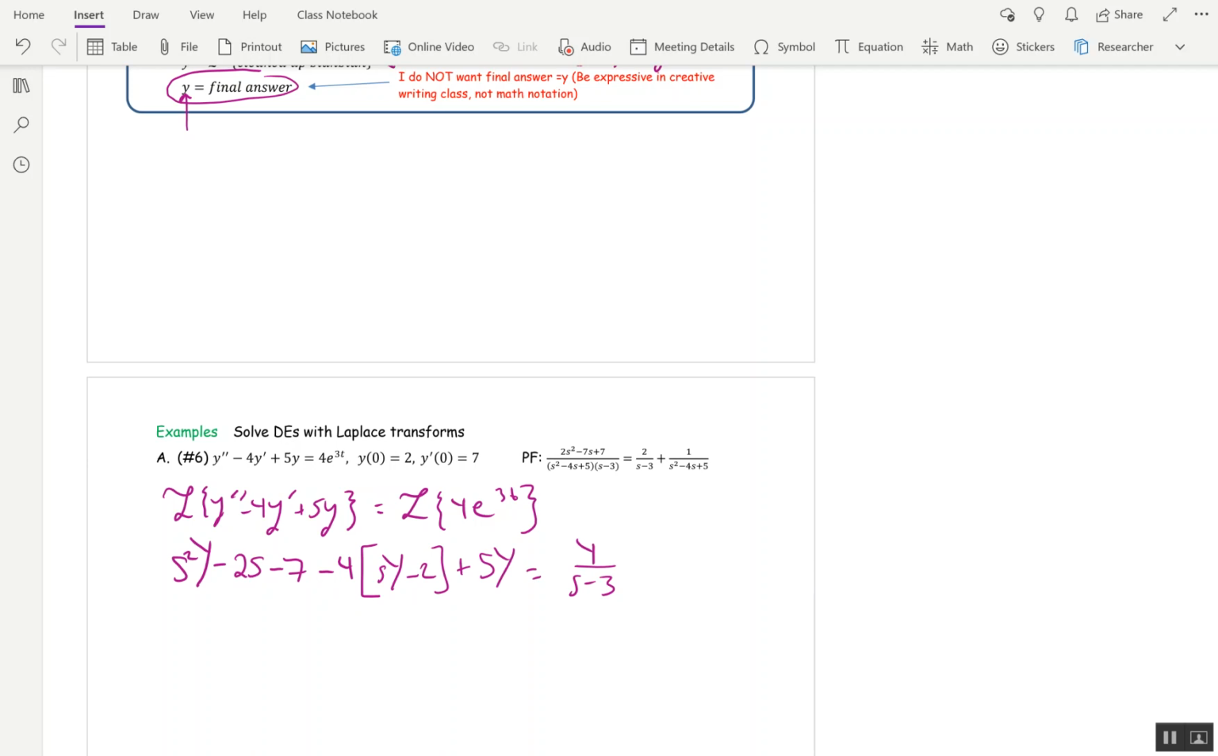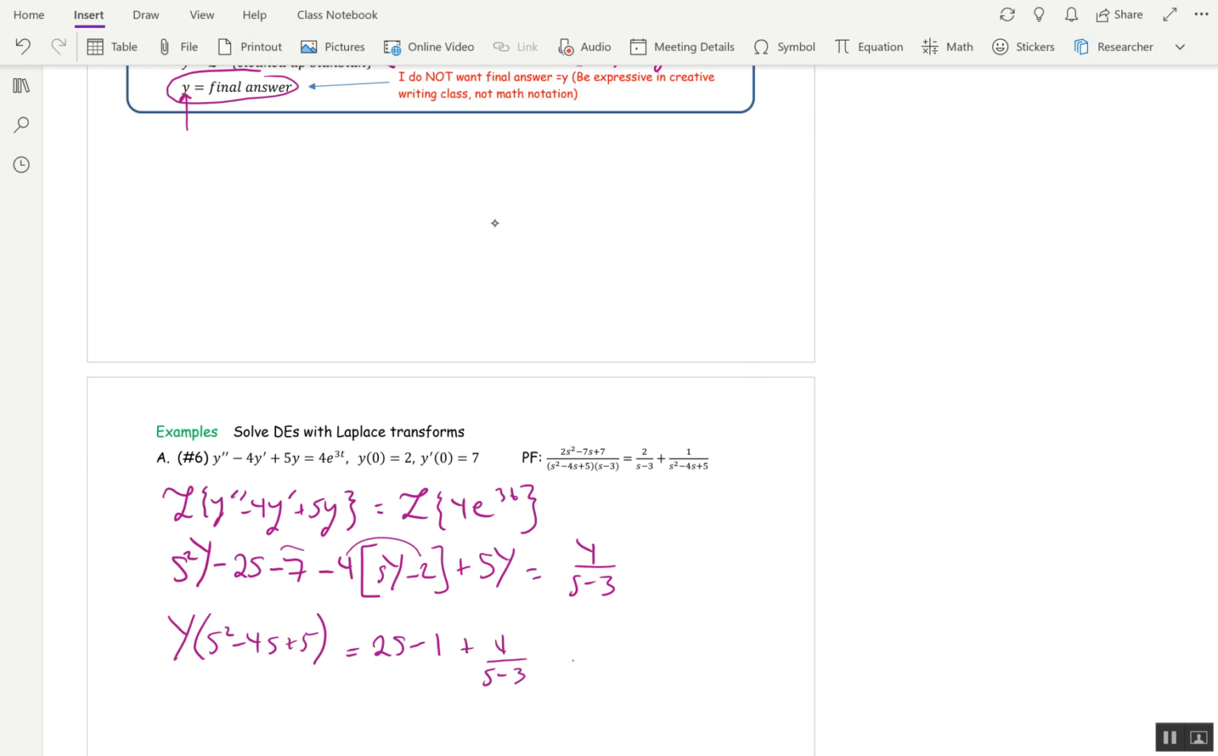All right, let's combine all the terms on the left that have a big Y in them. So we've got big Y, s squared minus 4s plus 5. And then we'll move anything without a big Y to the other side. So positive 2s. And then I've got positive 8. And negative 7 is positive 1, so I'll move a negative 1 over here, and then plus 4 over s minus 3.